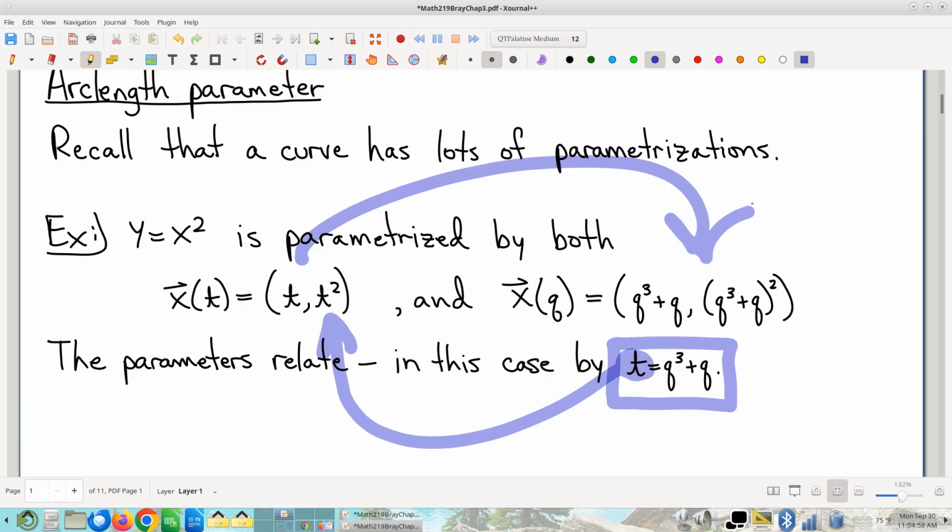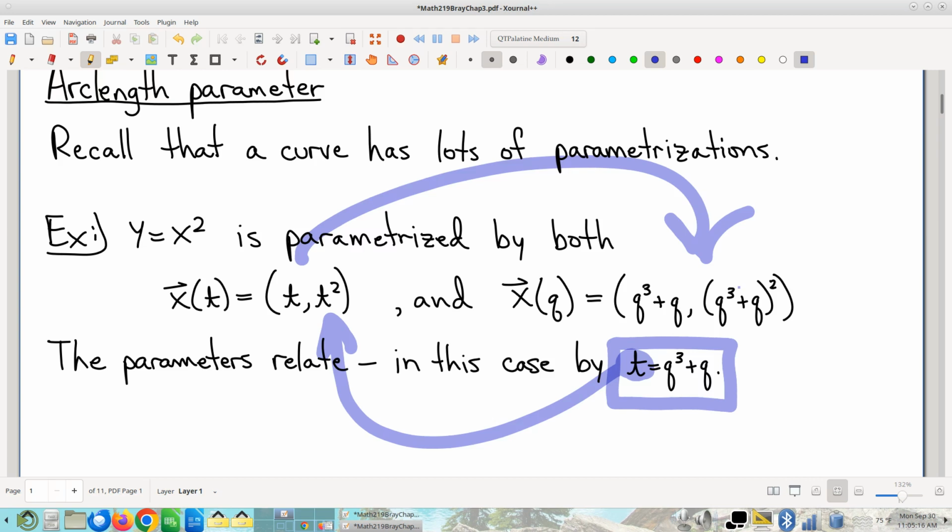So that's really kind of the point here, is that if you can rewrite your parameter in terms of some other variable, plug it into a parameterization, and you get what we call a reparameterization. This is a different parameterization, but of course of the same curve.